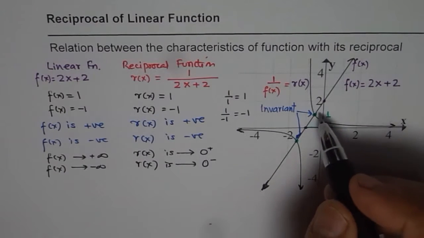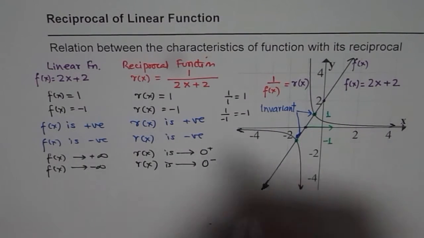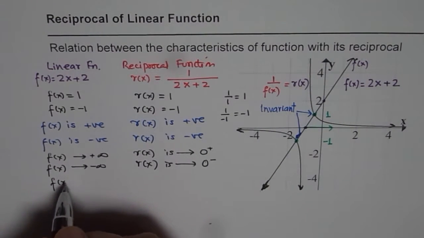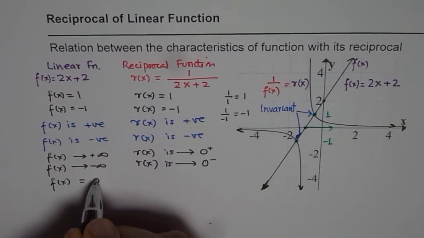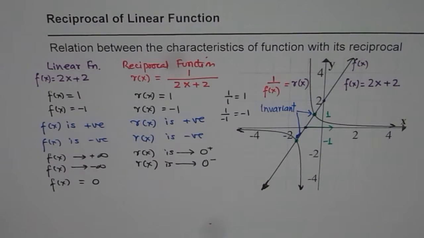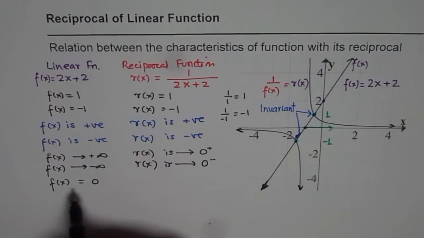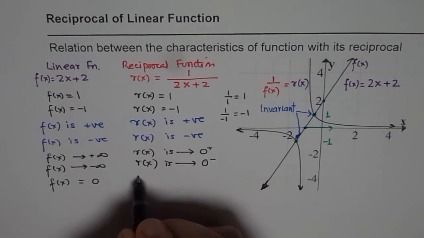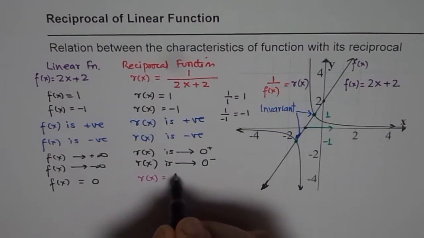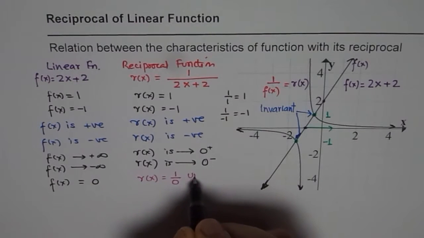Now, there's one critical point here. When f of x is equal to 0, then what happens? Now that is a very critical point, and we will highlight this. Now we know when f of x is 0, then what is r of x? r of x will be equal to 1 over 0, that is undefined.